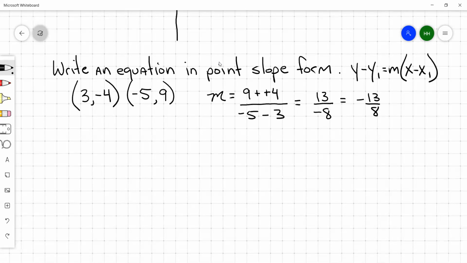So now I'm going to use the first point, and I'm going to write an equation in point-slope form. So I'm going to go y, the letter y. Now, it's y minus your y sub 1. Another way to read that is y and the opposite of y sub 1. So here's your y sub 1, so we go the opposite of -4. So we go y plus 4 equals the slope, negative 13 over 8, left parenthesis, and the letter x, and then the opposite of your x sub 1. And here's your x sub 1, so we go minus 3. And that's our line in point-slope form.